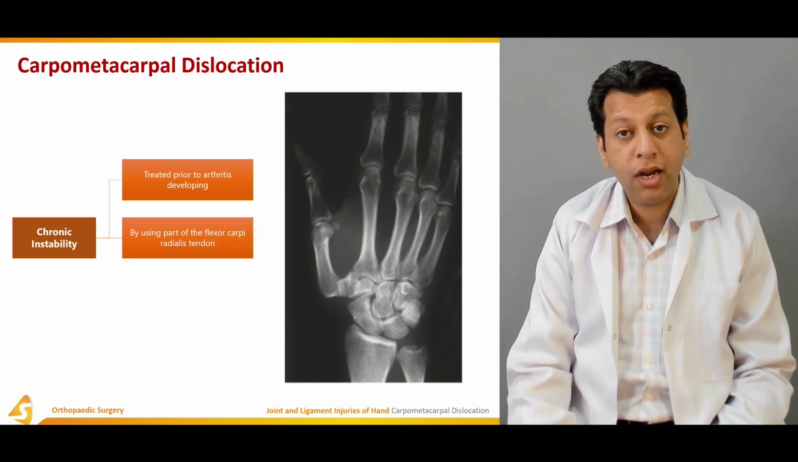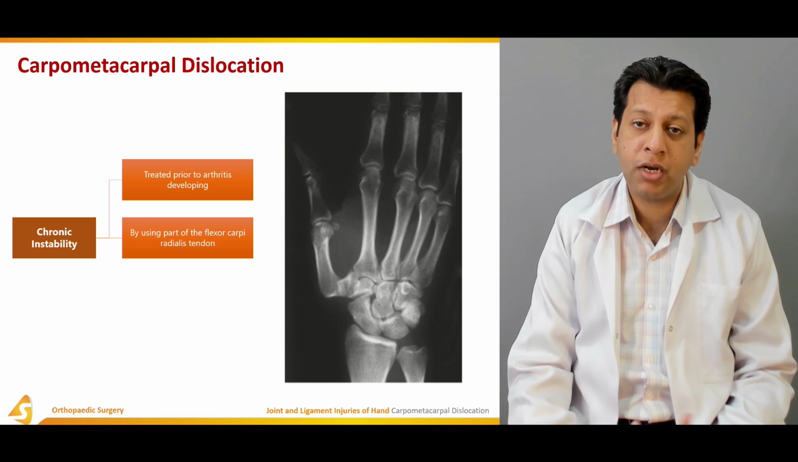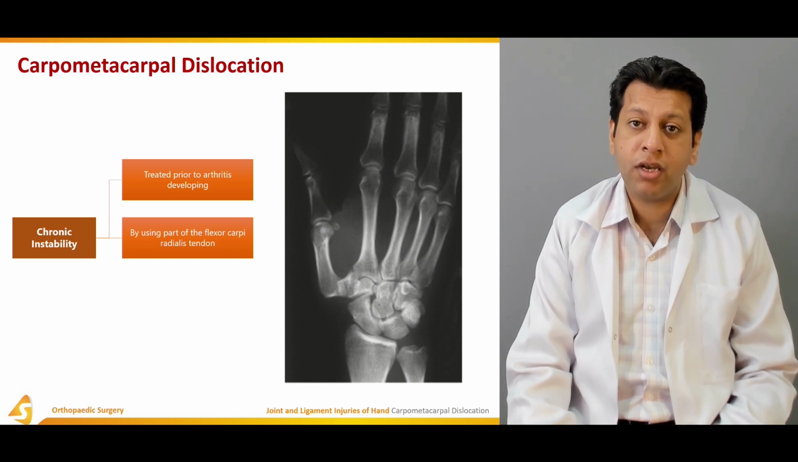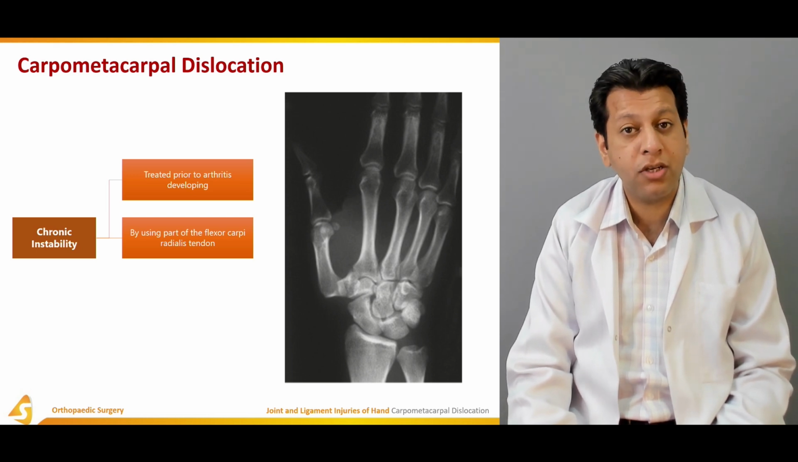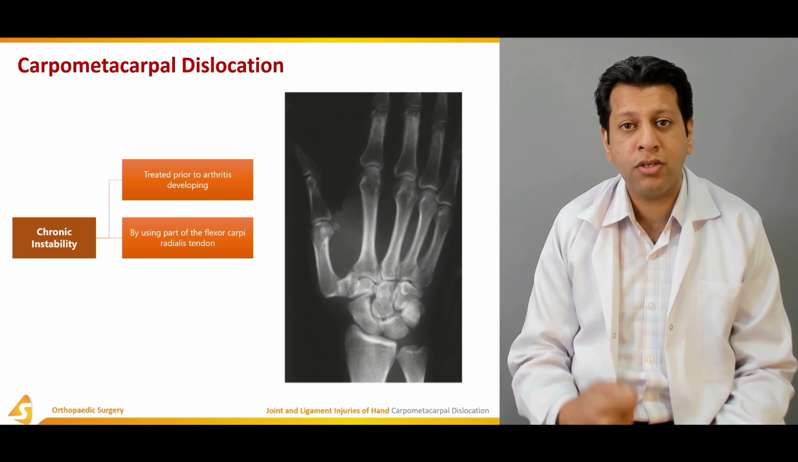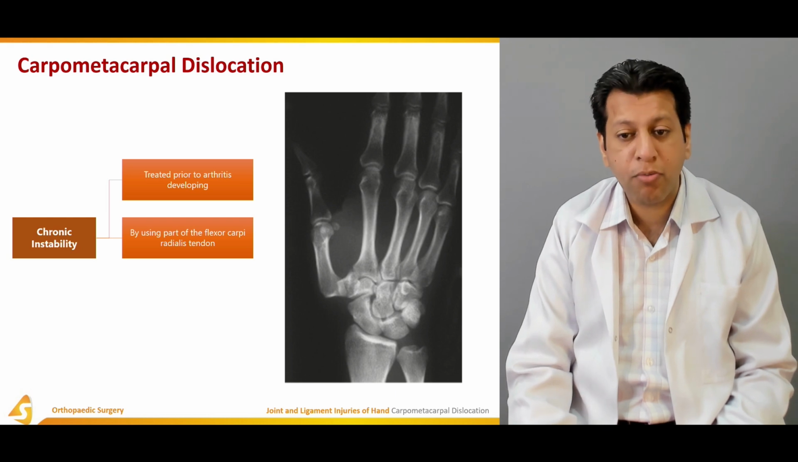And how do we do that? Because we know that ligamentous reconstruction is sometimes required because the ligaments have not healed properly and have not given enough stability to the carpometacarpal joint. So what we do is we use a flexor carpi radialis tendon to, in a surgical fashion, provide stability to the carpometacarpal joint.